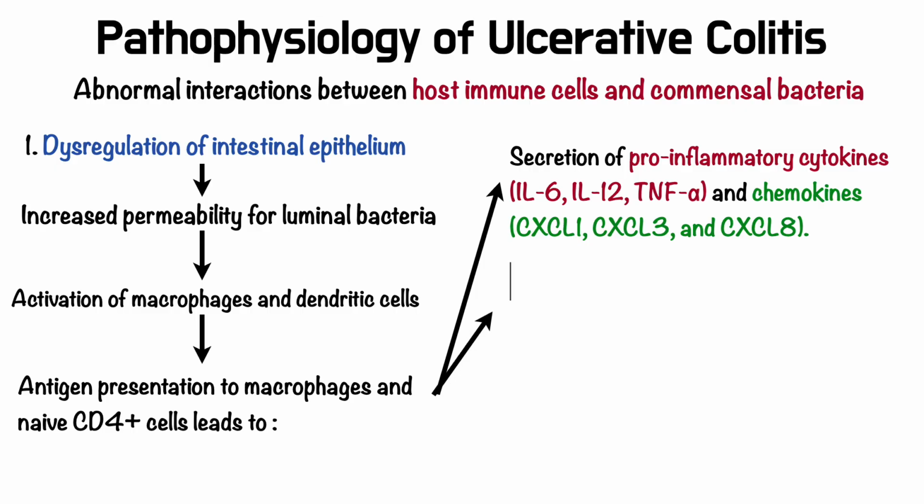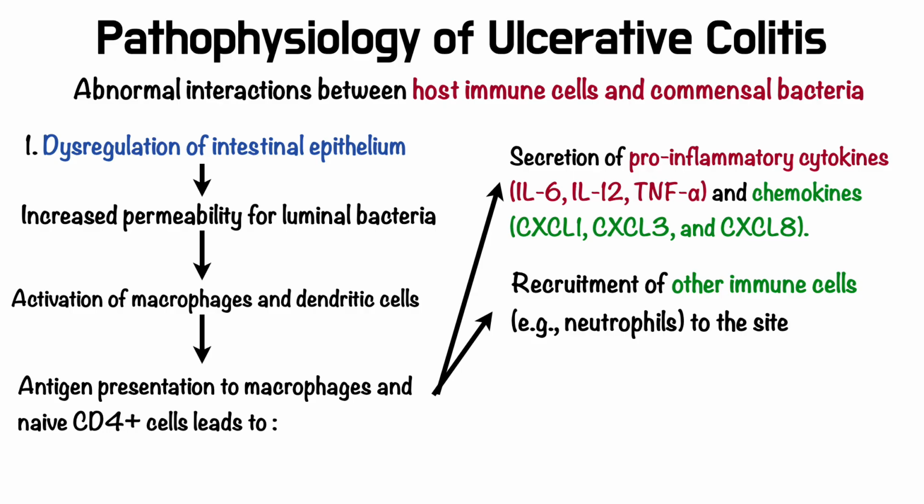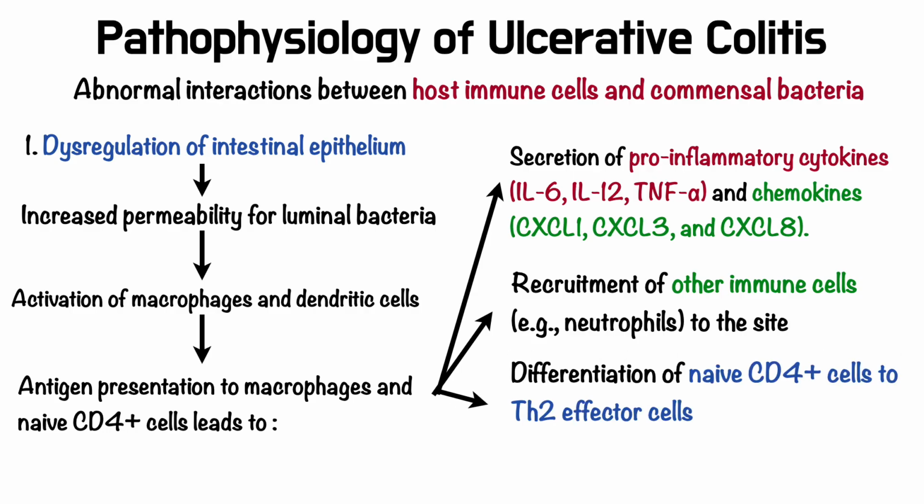The next event is recruitment of other immune cells like neutrophils to the site, and then differentiation of naive CD4 plus cells to T helper 2 effector cells will occur, which also plays a key role in the development of the inflammation. Another one is recruitment of natural killer cells. These are the four events that happen due to dysregulation of the intestinal epithelium.